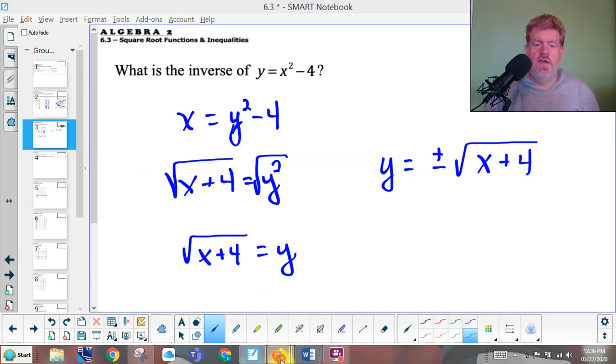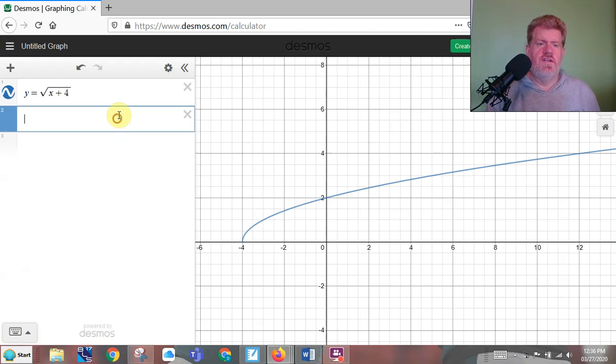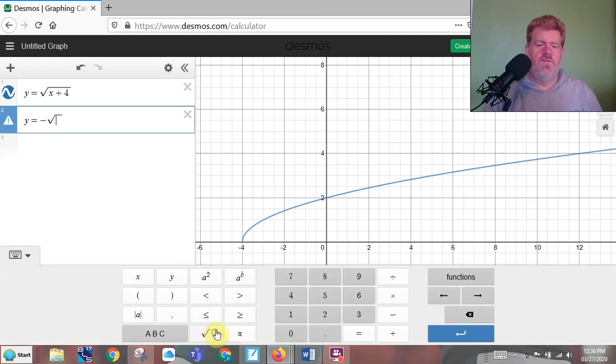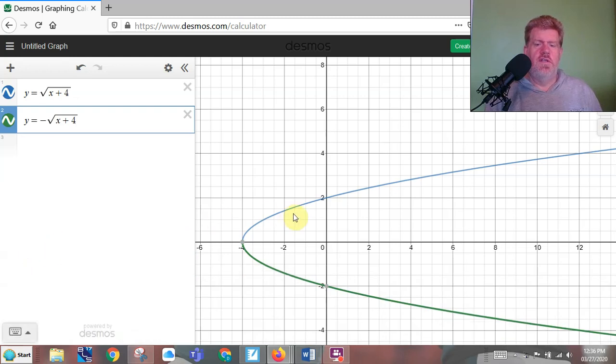So if I do it that way, I take another one, y equals negative the square root of x plus 4. Then you're going to notice now we've got the bottom.